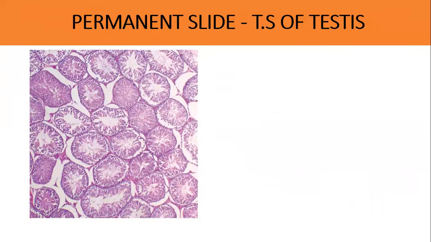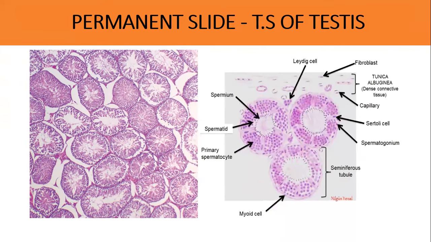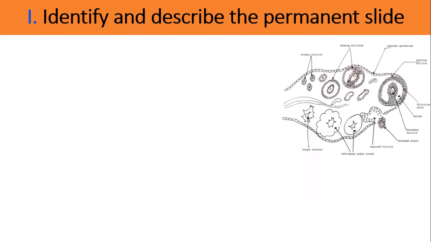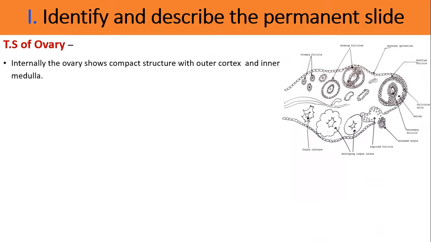When you observe under the microscope, it will appear violet in color with lobules. So this is the TS of testis diagram under the microscope. Let's talk about, if not TS of testis, then what else can be seen in spot eye. Spot eye, you will see something like this. This is nothing but the ovary. TS of ovary, or transverse section of ovary.